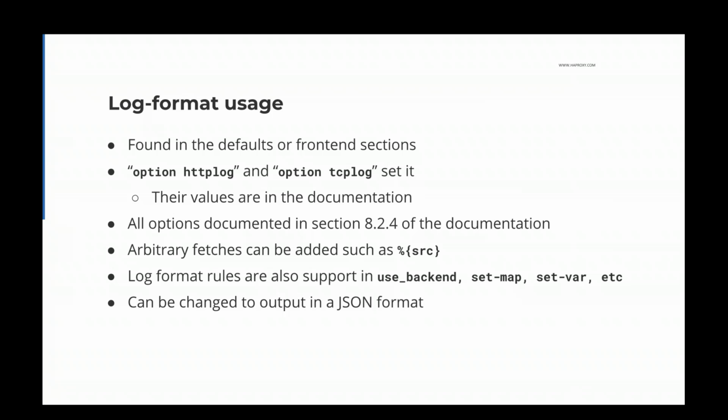There are log format rules parsed for a number of actions. You have use_backend, set-map, etc., which allow you to put log fields, starting the same as you do in logs, just with a % sign and the field in question. Notably, you can do percent open brace and then put a fetch. So you can use use_backend and then put a fetch to automatically select the backend based on the request header, host header, or something of that nature.